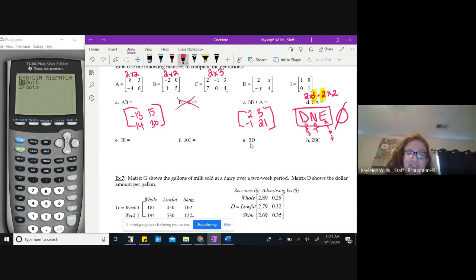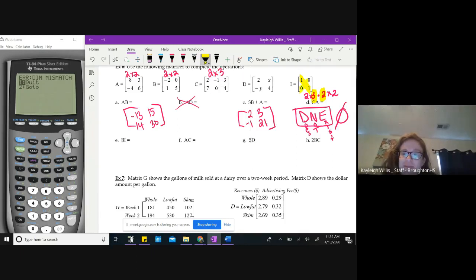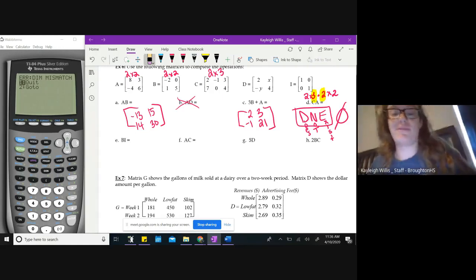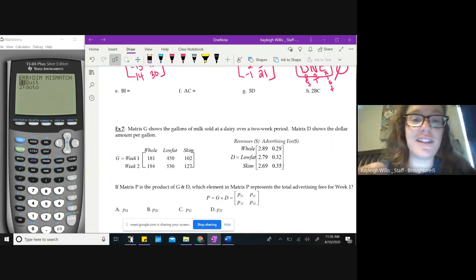And how do I know something is an identity matrix? It has ones down the diagonal right here, and then it has zeros in the other places. That's the identity matrix. Good question. Because when we multiply, that's going to become helpful in our next video, y'all. It is going to become super helpful.